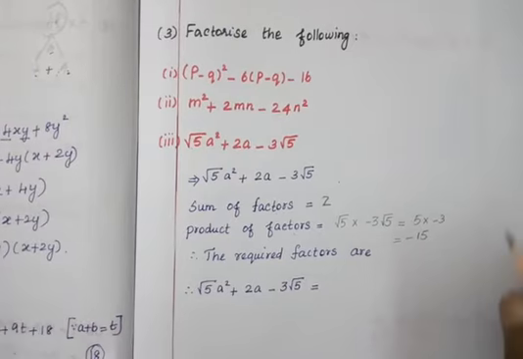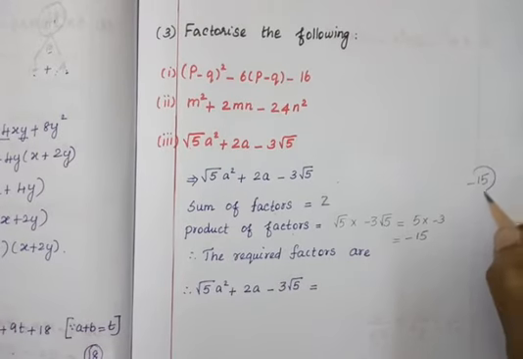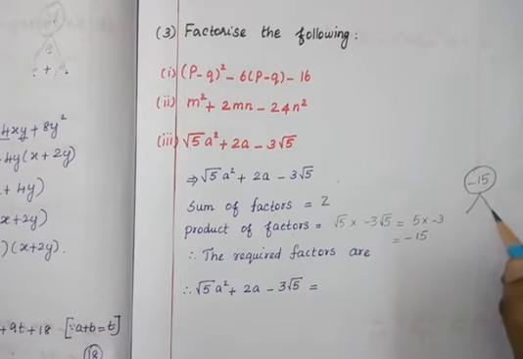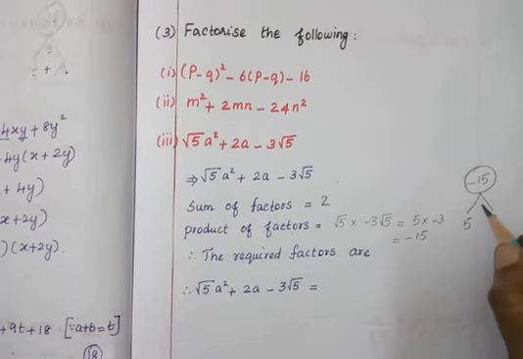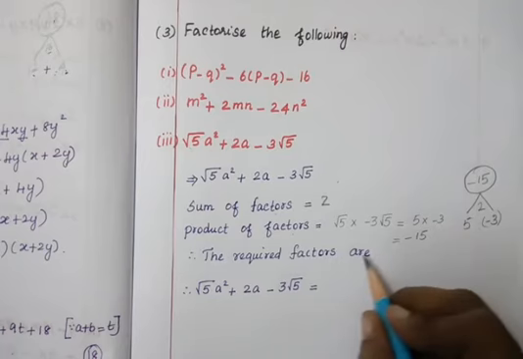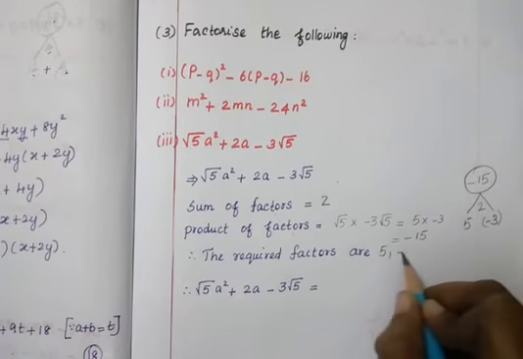Now we can split minus 15 into two factors whose sum equal to 2 and product equal to minus 15. So what are the factors? Check 5 and 3. 5 3s are 15, and when we subtract the numbers you get 2. So 5 and minus 3 are the factors. 5 into minus 3 is minus 15. 5 plus minus 3 is 2. So the required factors are 5 comma minus 3.